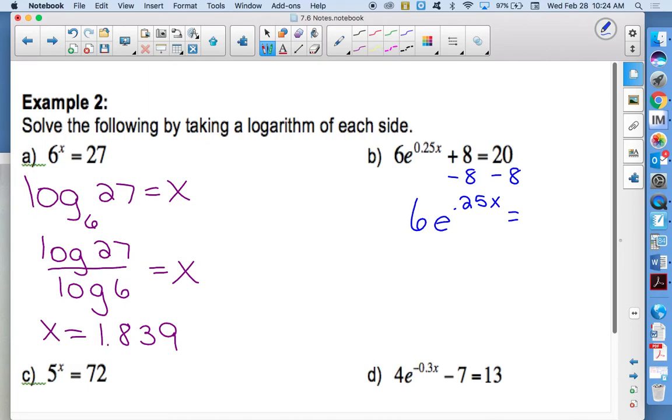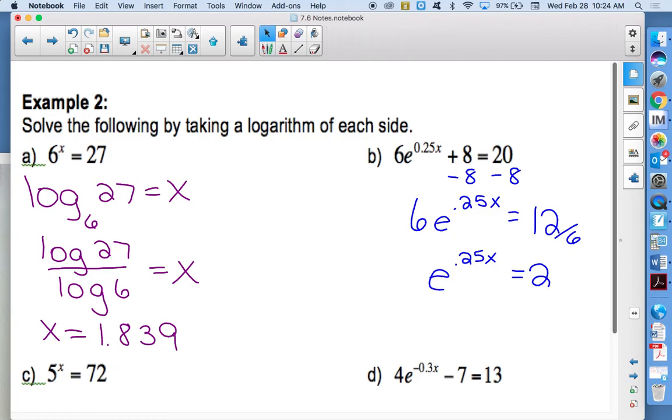So in A, it was already by itself. We didn't have to do anything extra with that. In letter B, we have to get it by itself. So what else would we have to do? Right, divide by 6. So now e to the 0.25x is equal to 2. Now, the exponent part, you can't do anything with that. That 0.25 has to stay with the exponent. But right now, the e is by itself.